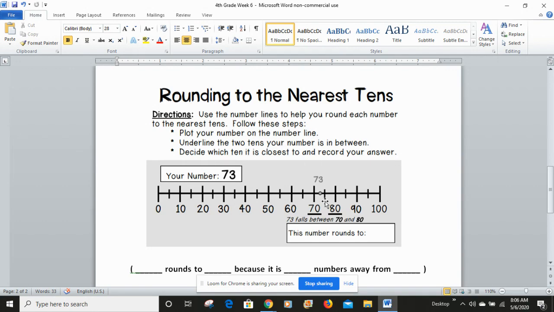And if that mark in the middle right there is 75, then 73 would be less than 75. So when you plot the point, you can see that it's closer to 70 than it is to 80. So we would say that this number, 73, rounds to 70. You can see it's closer to 70, farther away from 80.